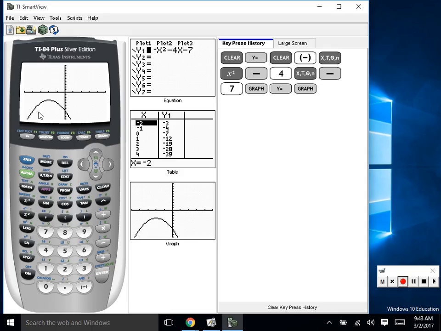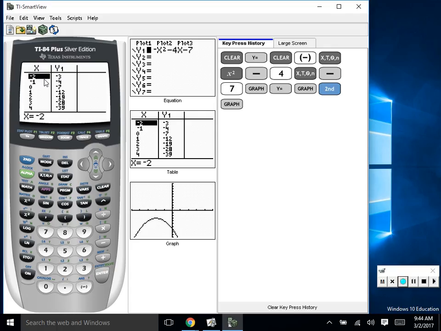Now, instead of actually having the picture, we want exact points we can plot. So you'll hit the second key. Everybody with me? Hit second. And then graph, because we want the table of values. Do you see how it says table right up there? Do you see how I now have x, y points to plot? Okay, so what we're going to do is plot plenty of points.